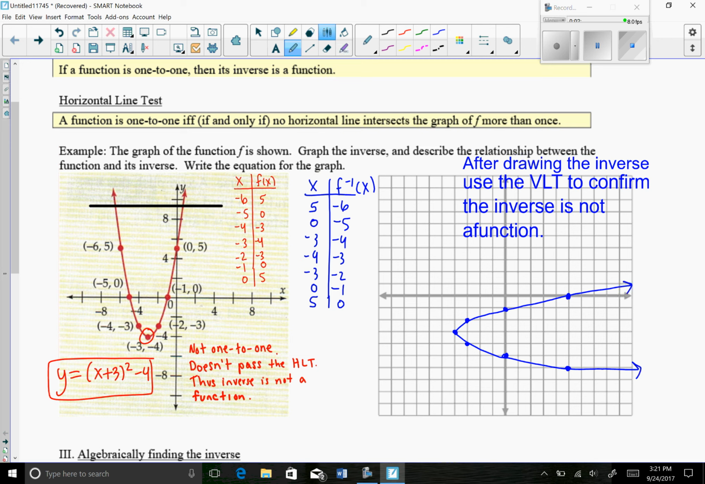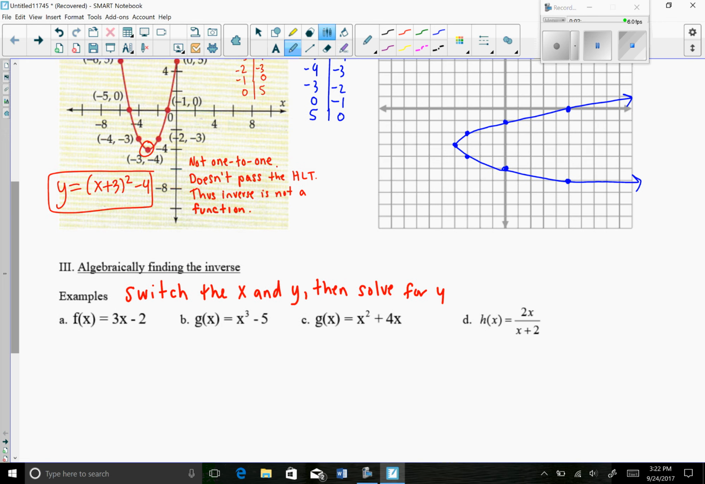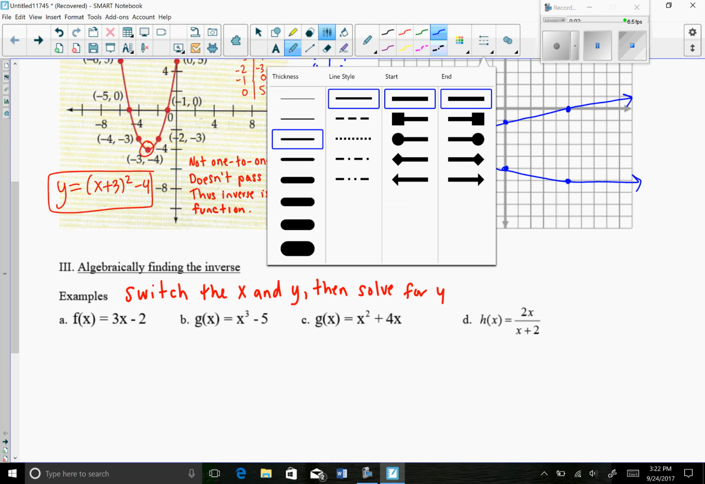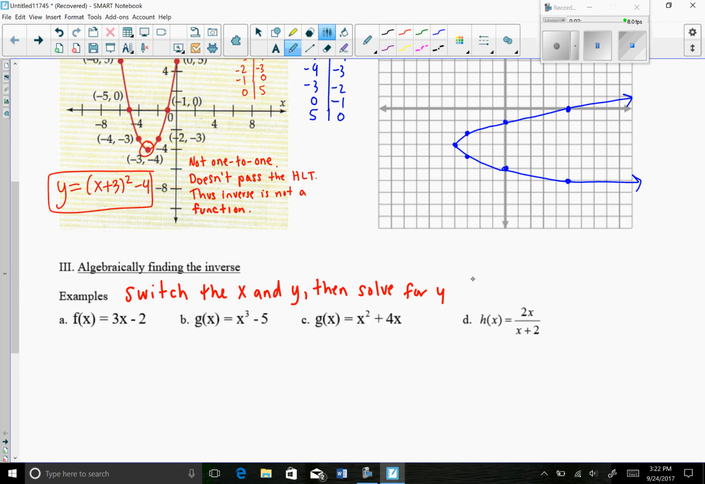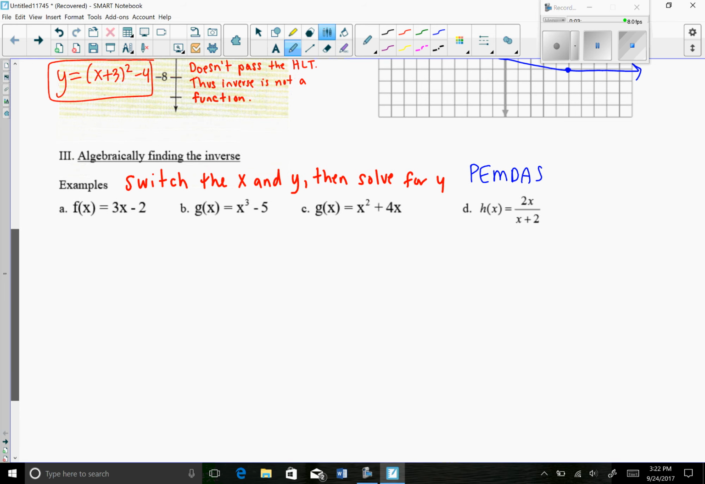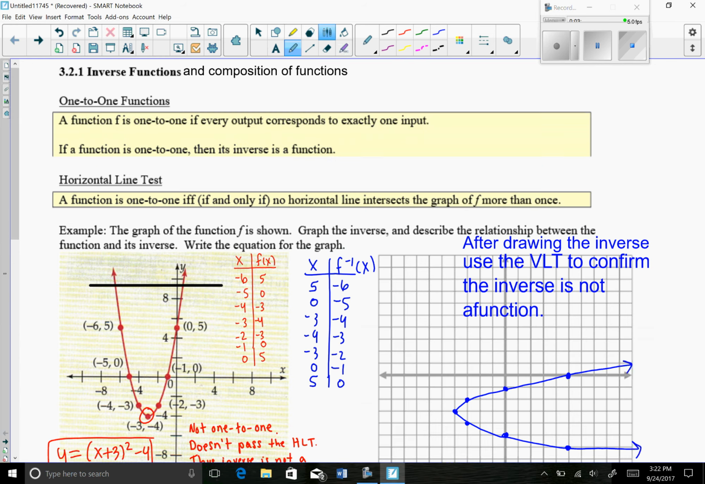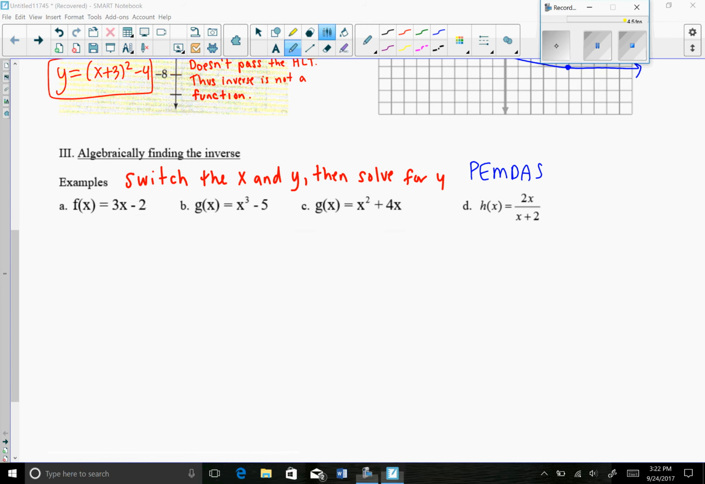Now, if I wanted to find the inverse for this, that's what we're going to do next. If you recall, we switch our x and our y values and then solve for y after we switch them. So looking at this, remember that means you are really going to be doing your order of operations in reverse, so PEMDAS. So if I look at this first equation that I have, I first switch my x and my y values. So I get x is equal to 3y minus 2.